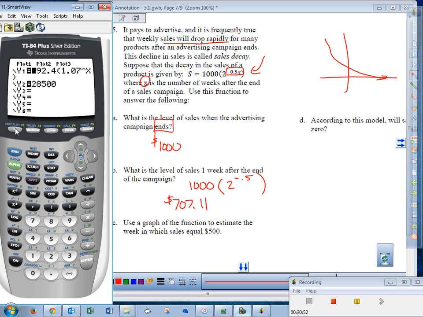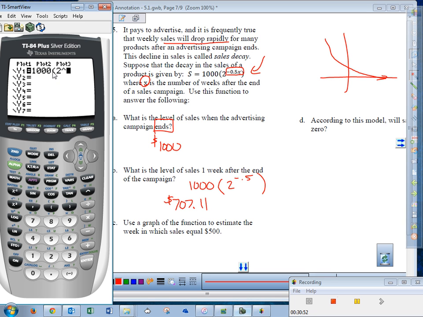So I'll graph that guy. Y equals, be careful how you type this in. Don't get too far ahead of me. 1,000 times, sorry, 2 raised to the, don't you have a couple of things that it's raised to? It's raised to the negative 0.5 times x. That needs to go in parentheses when you raise it to. So you got 1,000 typed in.